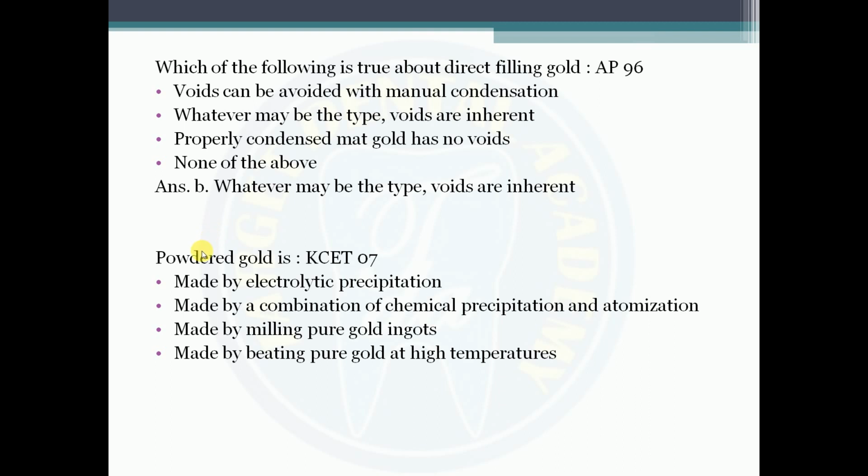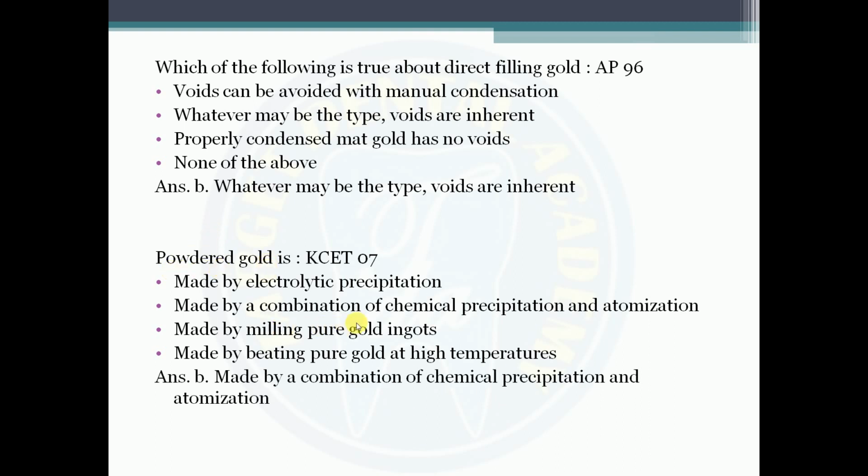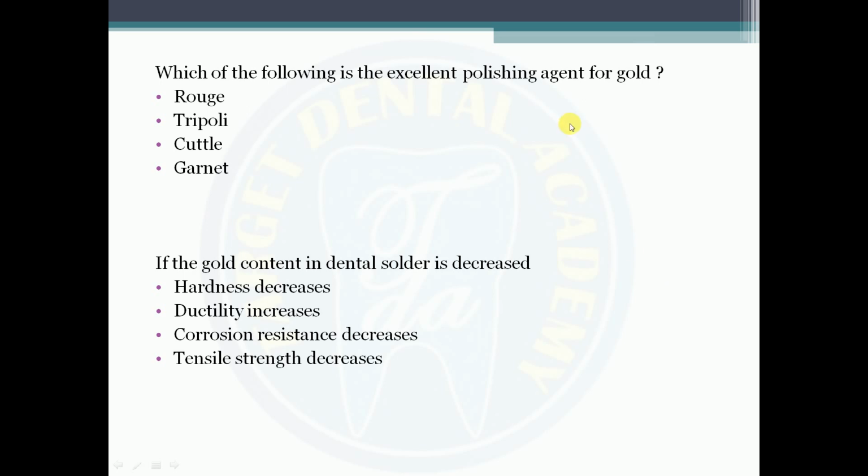Coming on to the next MCQ. Powdered gold is made by the combination of chemical precipitation and atomization. Coming on to the next. Which of the following is the excellent polishing agent for gold? It's rouge. Next MCQ. If the gold content in the dental solder is decreased, your answer is corrosion resistance will decrease.